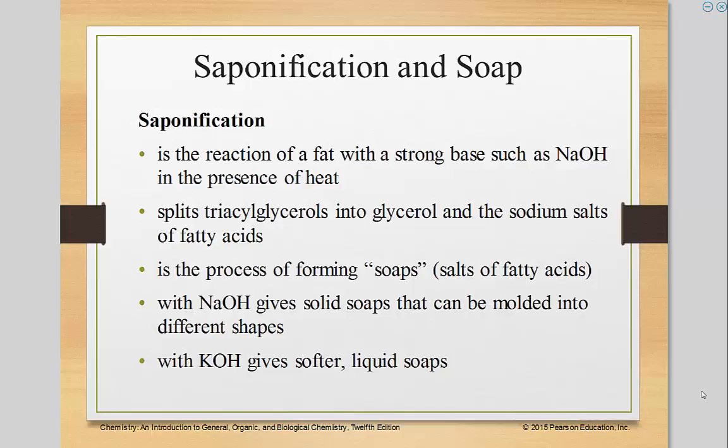In saponification, this is the reaction of a fat with a strong base, such as sodium hydroxide, in the presence of heat. It splits trialcylglycerols into glycerol and the sodium salts of the fatty acids. Remember, the word salt means ionic compound. So you may remember from saponification before that would have an O minus and Na plus. That happens again here, but now we're just doing it with fatty acids instead. So you're going to have a really long carbon chain coming off of it.